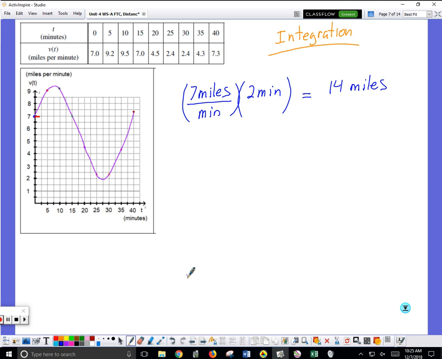Okay, then we're going to say after 2 minutes the velocity suddenly jumps to about 8 and stays at 8 for about another 2 minutes. So now we have 8 miles per minute. I multiply that by 2 minutes.